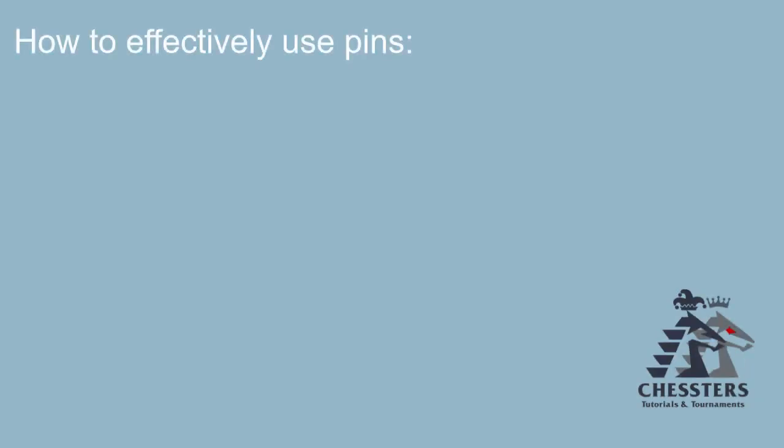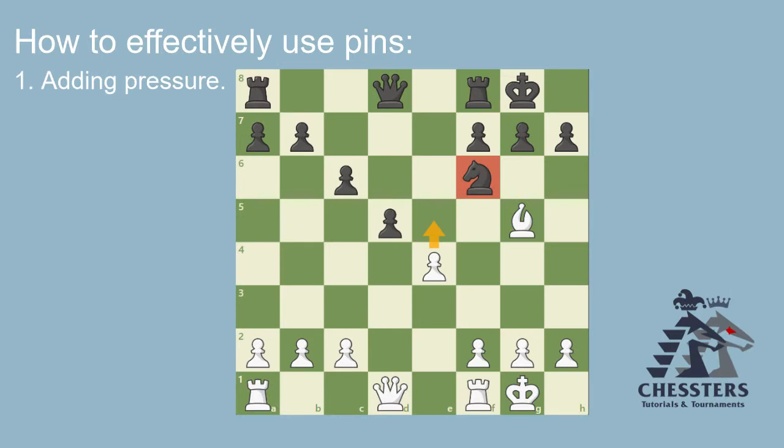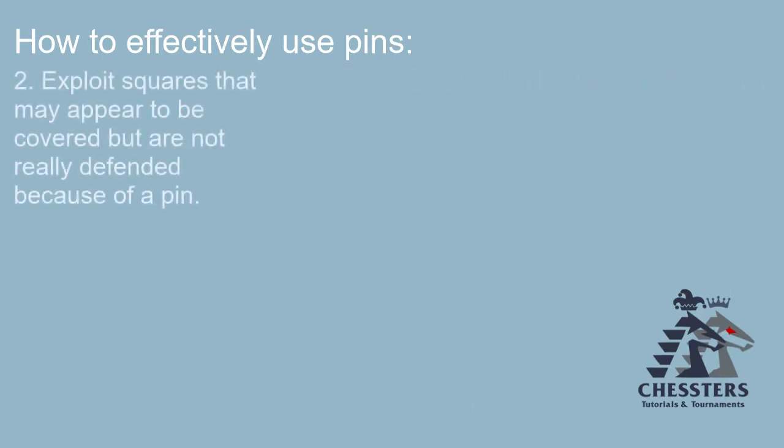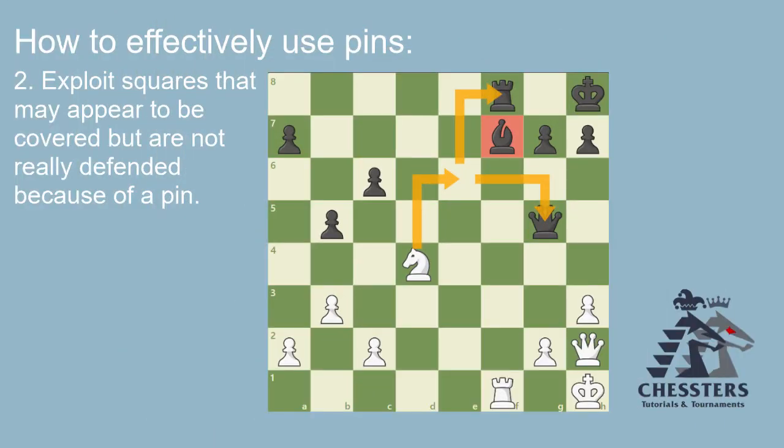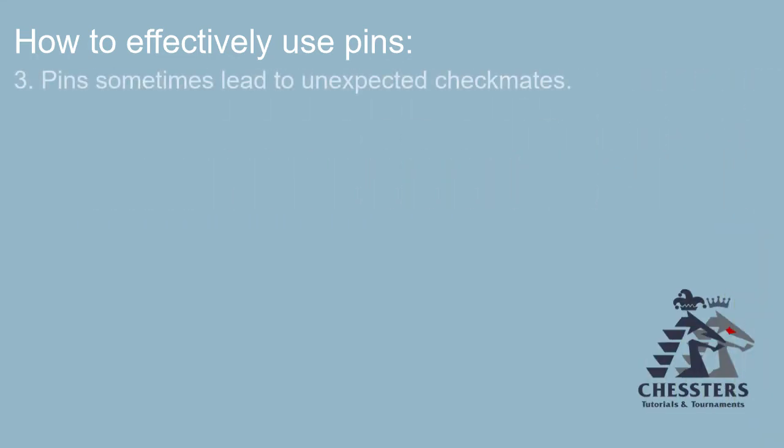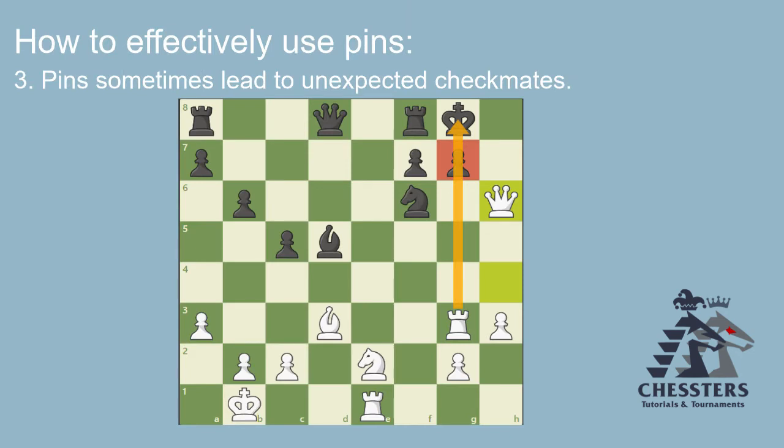Pins can be used effectively when we add pressure on a pinned piece by adding more pieces to attack it. And we can also exploit squares that may seem defended, but are not really defended due to a pin. Pins can sometimes lead to an unexpected checkmate, so find an opportunity to pin an enemy and always avoid getting pinned, as it is very tricky to escape from it.